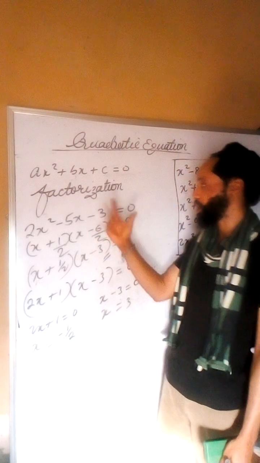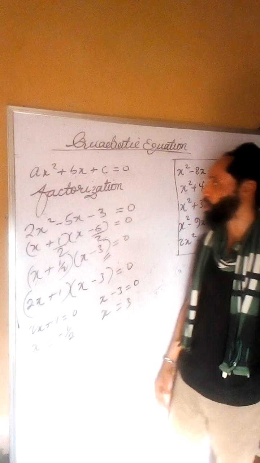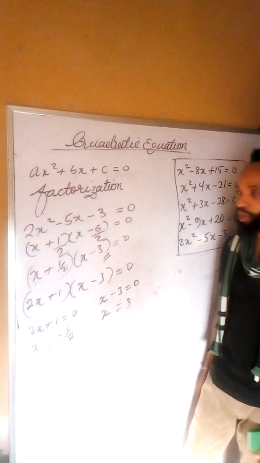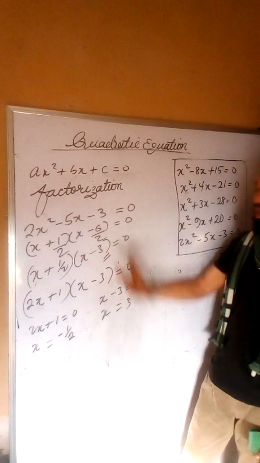So that's the two examples I wanted to take for the factorization method. Next, I'll go to completing the square.